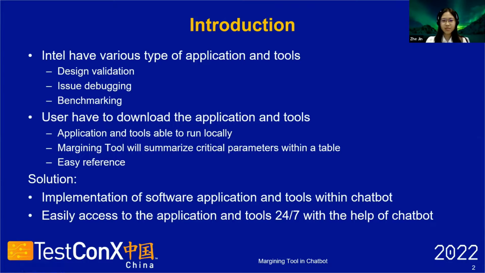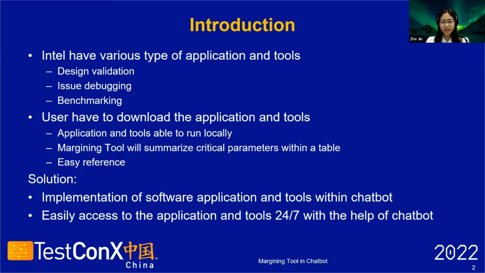First, Intel has various types of application and tools serving for different purposes, such as design validation, issue debugging, benchmarking, and a lot more. Therefore, the users usually must go through a number of steps to obtain their desired result. What are the steps when the user wants to use the margining tool? First, they need to search for the right application among different types of them. Secondly, download the application.